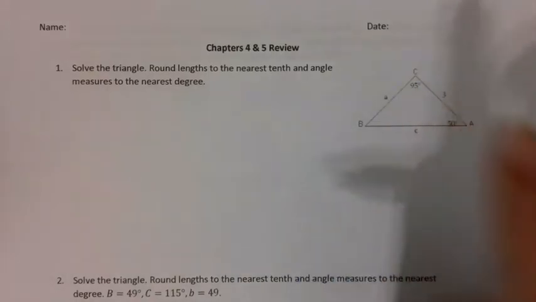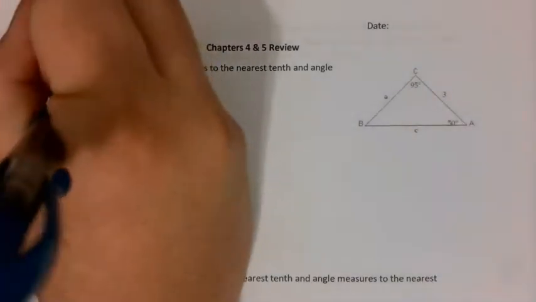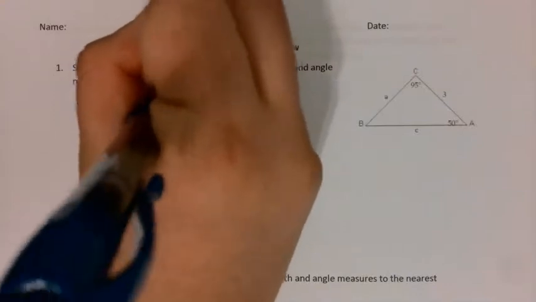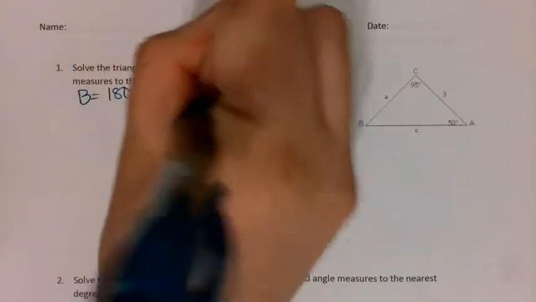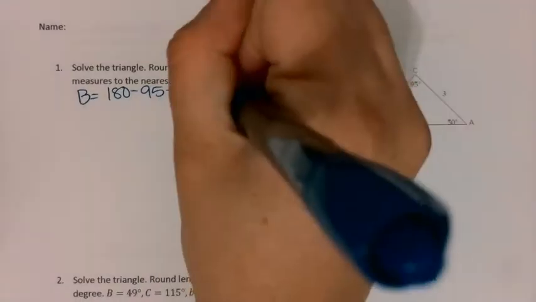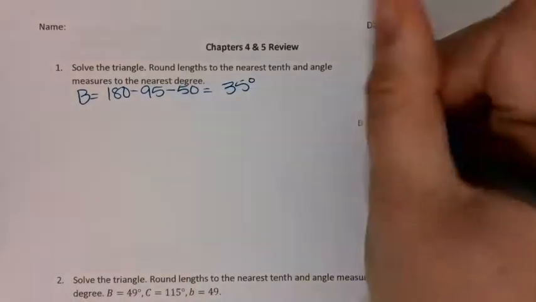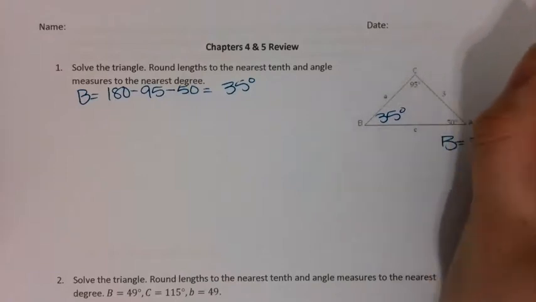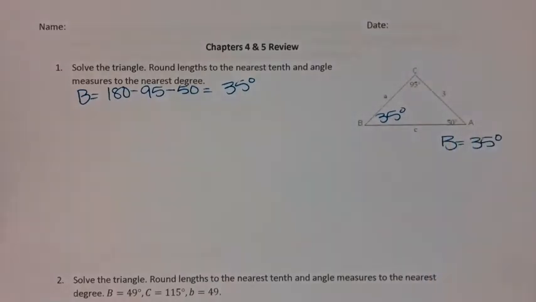Because I have 2 angles, I'm going to start off by finding the third angle. I do that by taking 180 and subtracting the 2 angles that I do have. This gives me 35. I'm also going to write my answers off to the side so it's just easier for me to see. Then I need to use the law of sines to find my missing sides.